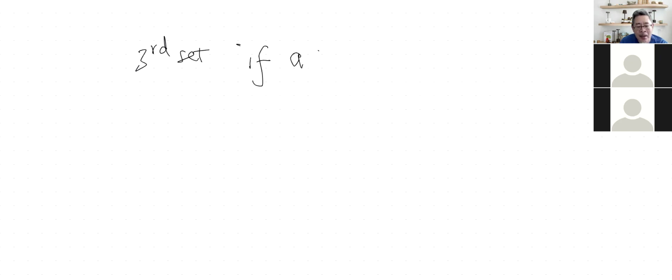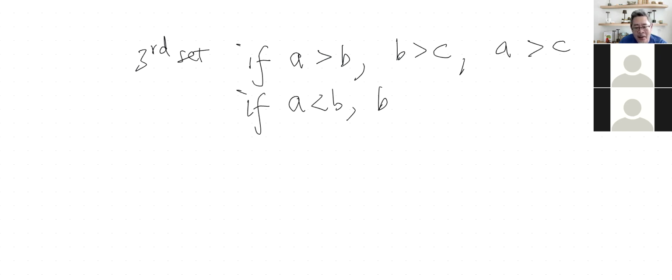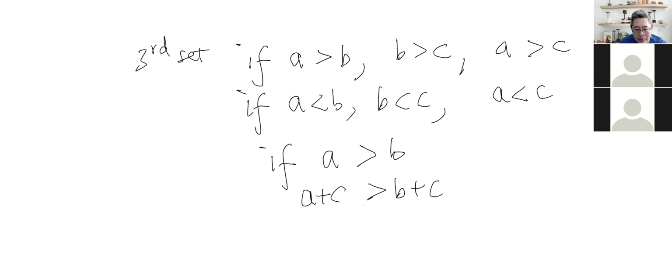So today we're going to look into inequality. That's our third set. For inequality, if A is greater than B and B is greater than C, then A is greater than C. Similarly, if A is less than B and B is less than C, then A is less than C. That's called the transitive property. Then if A is greater than B, then A plus C is greater than B plus C. That also works the other way around: if A is less than B, then A plus C is less than B plus C.